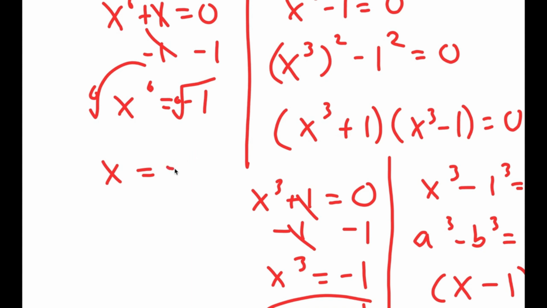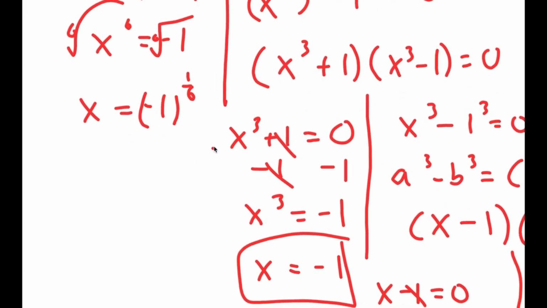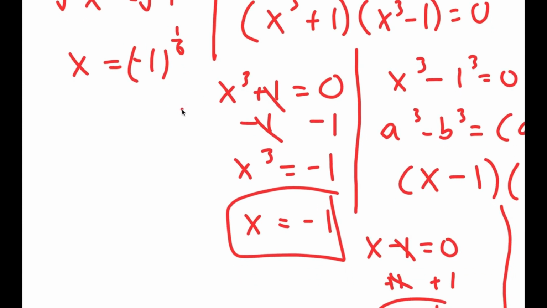which is equal to negative 1 to the power of 1 over 6. So now, for the 6th root of negative 1, we know that i is equal to the square root of negative 1, which is equal to negative 1 to the power of 1/2.